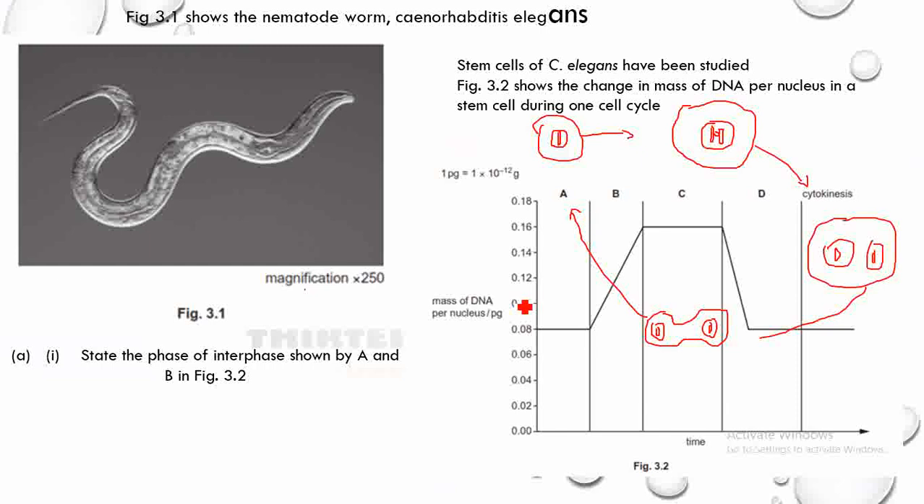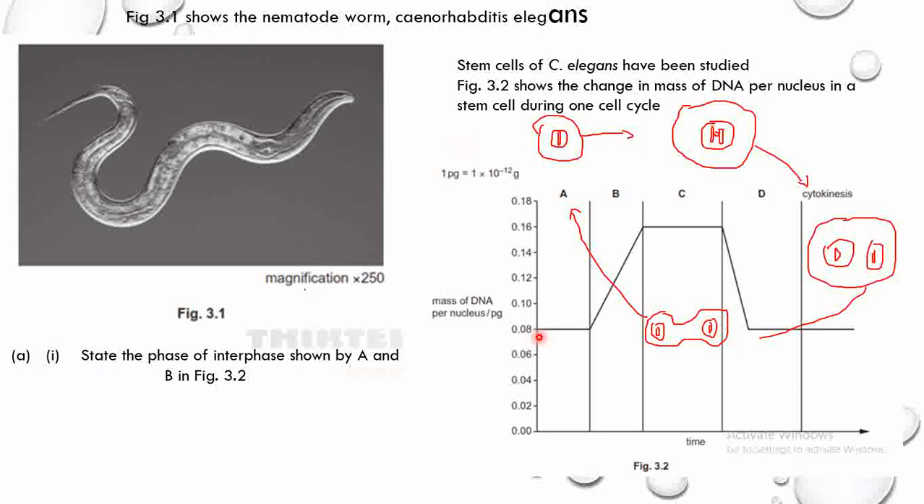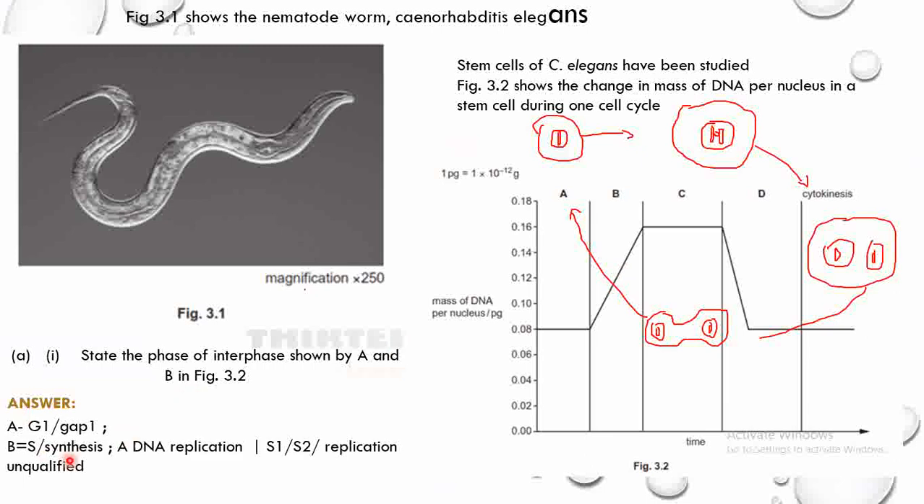It's a cycle. The point I'm trying to make here is that at this point the genetic material inside is just normal size. So A is G1. At B the mass of DNA starts increasing, and that happens during S phase of interphase, because DNA is being replicated. So this is G1, and S phase, synthesis. DNA replication is occurring. That's 2 marks.